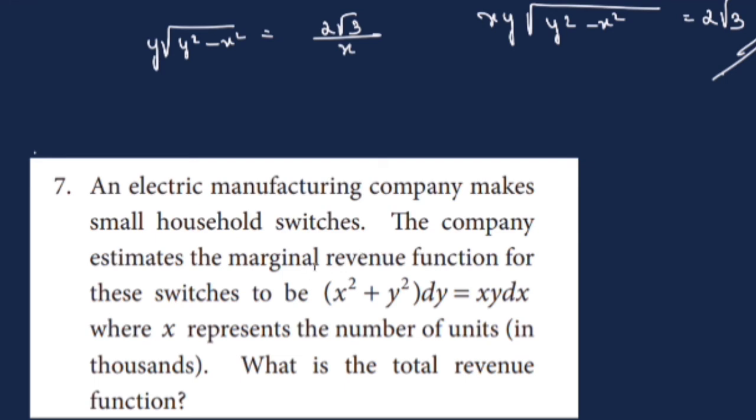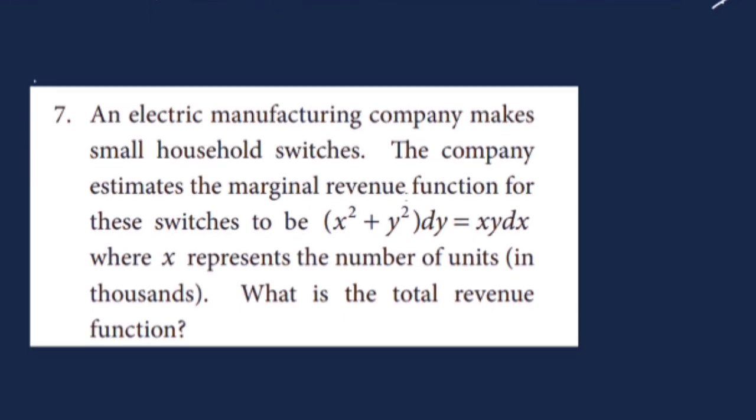Next one: an electric manufacturing company makes small household switches. The company estimates that the marginal revenue function for these switches to be x square plus y square into dy is equal to xy into dx. X represents the number of units, that is the output. What is the total revenue?